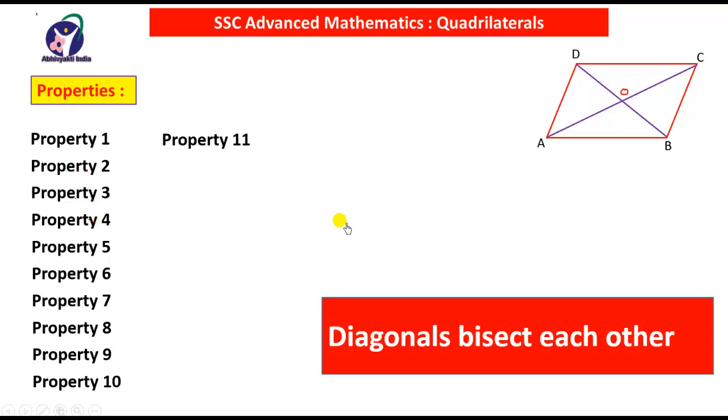Now let us see property number 4. Diagonals bisect each other. Here in the figure, AC and BD are the two diagonals of a parallelogram ABCD, and the property states that these two diagonals bisect each other. It means AO will be equal to OC and DO will be equal to OB. So O will be the midpoint of AC and O will be the midpoint of BD.